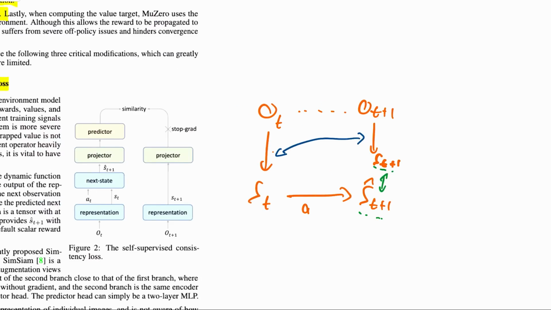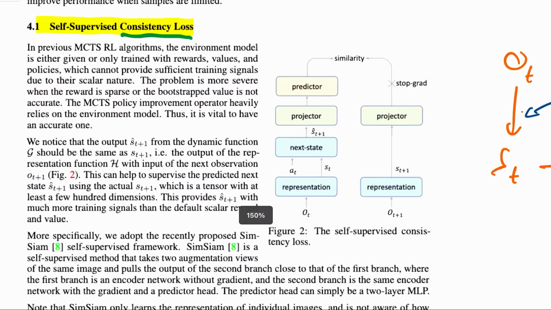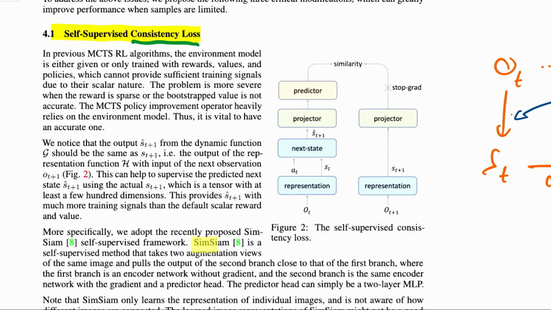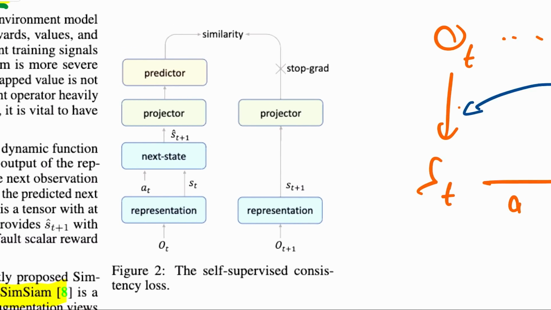So what they do is they use a self-supervised consistency loss that they nab from SimSiam. SimSiam is a contrastive learning framework, or self-supervised learning framework, and it's usually used to have two images which have been differently augmented, to make their representations equal. So the model learns to sort of ignore the data augmentation. That's how you train self-supervised image models.